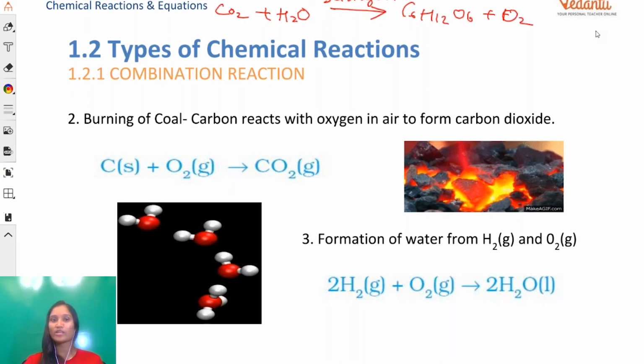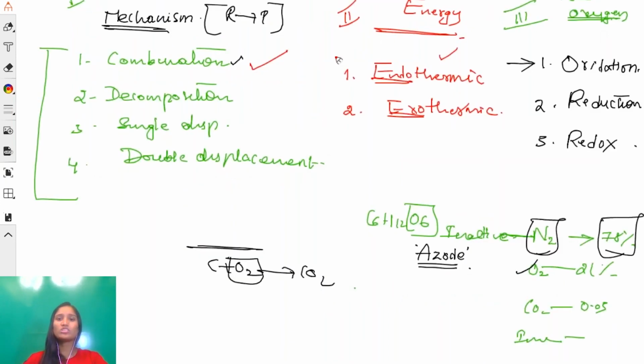Let me quickly take you back to the beginning page, the first page of the class. What did we do in today's class? We spoke about chemical combination. We spoke about exothermic and endothermic, right? We are done with 3 types of chemical reactions. One is exothermic reaction, second is endothermic reaction, third one is chemical combination.